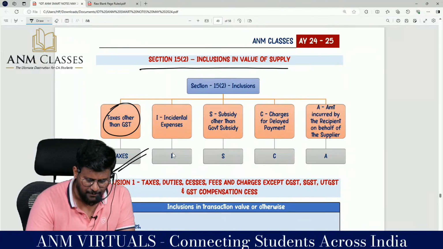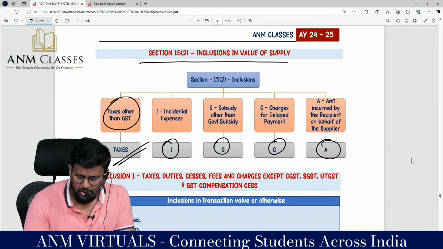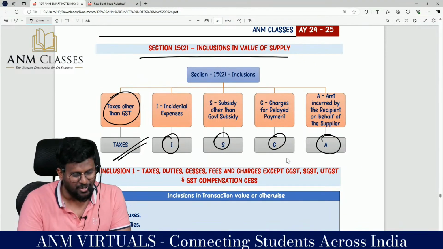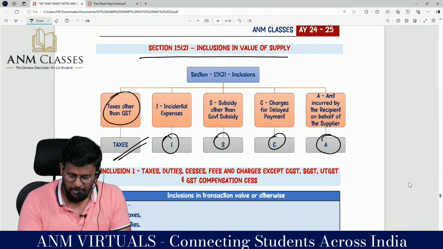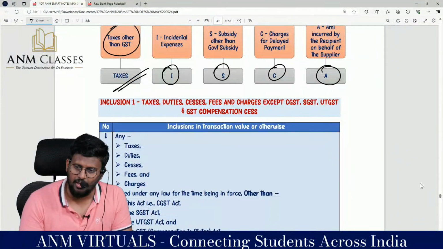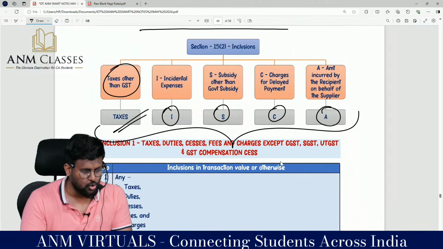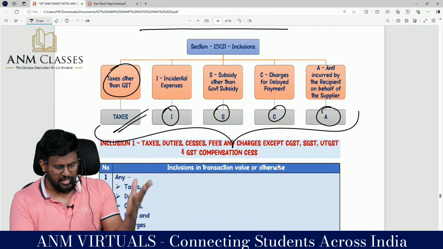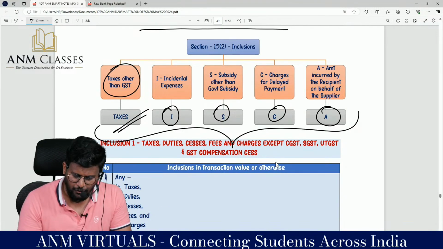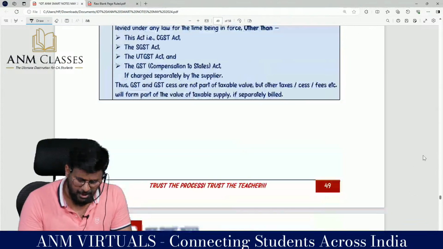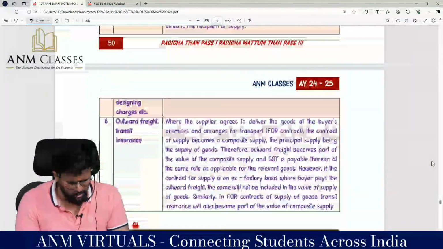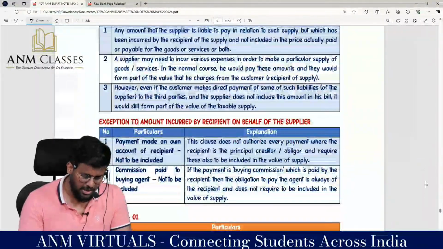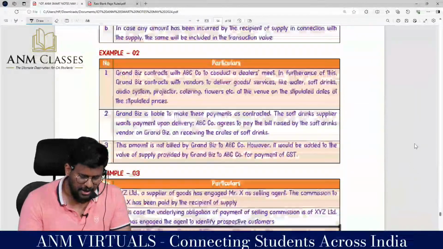All taxes other than GST, incidental expenses, subsidy other than government subsidy, charges collected for delayed payment of consideration, and the amount incurred by the recipient on behalf of the supplier. These are the items that have to be included. So these items should be included in the value of supply, right? Yes sir.